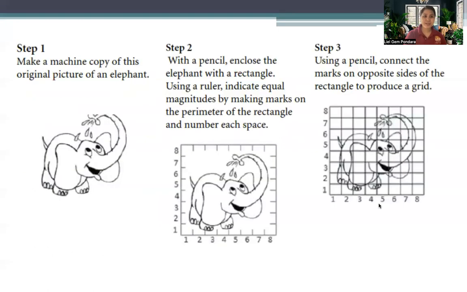Now how are you going to do that? Here's a sample demonstration. We need to machine copy. It means we need to copy the original picture of the elephant. So what they're going to do, with a pencil, you need to enclose the elephant with a rectangle. And using a ruler, you need to divide it equally and also place numbers on each of the space. After doing some unit markers, you can make squares like this. So it looks like your graphing paper, right?